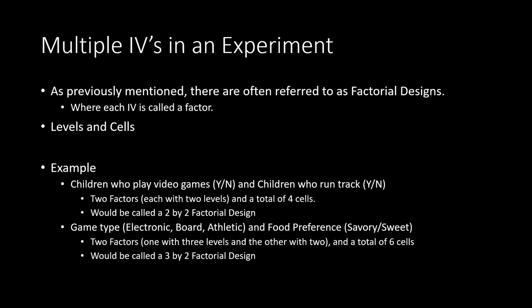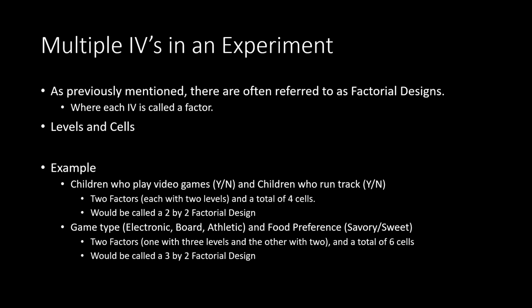And so in game type, we have people who play electronic games, people who play board games, or people who play athletic games. And in food preference, we're interested in whether people like savory food more or whether they like sweet food more. So here again, we have 2 factors, right? Game type and food preference are the independent variables or the factors. The first one, game type, has 3 levels: electronic games, board games, and athletic games. And the second one has 2 levels, where it's savory or sweet food. This is why this would be called a 3x2 factorial design.